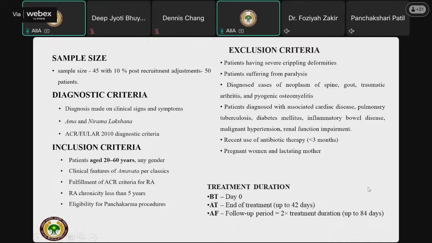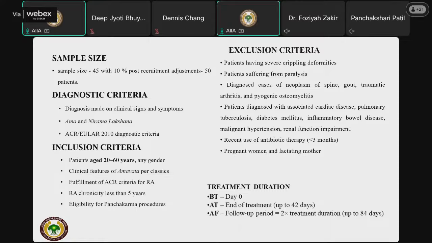And the diagnostic criteria was made on the clinical signs and symptoms of rheumatoid arthritis as well as the Amavata clinical conditions. ACR or EULAR criteria was adopted as diagnostic criteria. Patients aged 20 to 60 was chosen for this specific study because we wanted to conduct all the therapeutic procedures which were required to be carried out in the Amavata treatment. So we fixed this age group.